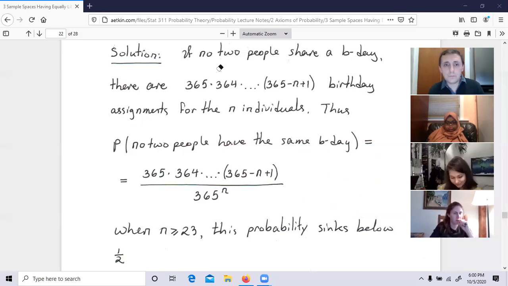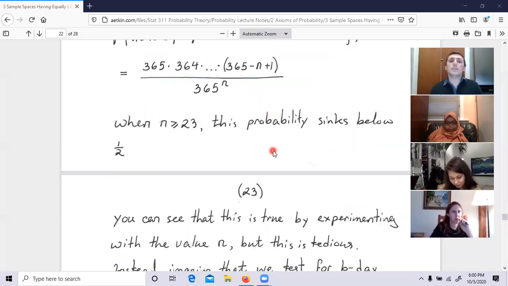Wonderful. Now, here is the interesting fact, right? If n is bigger than or equal to 23, this probability is less than 1/2, which means that if you have 23 students or more in a class, then the probability that at least 2 of them share a birthday is bigger than 50%. Now, how can you see that? You can clearly see that by just plugging in the n, but then you have all those ugly calculations.